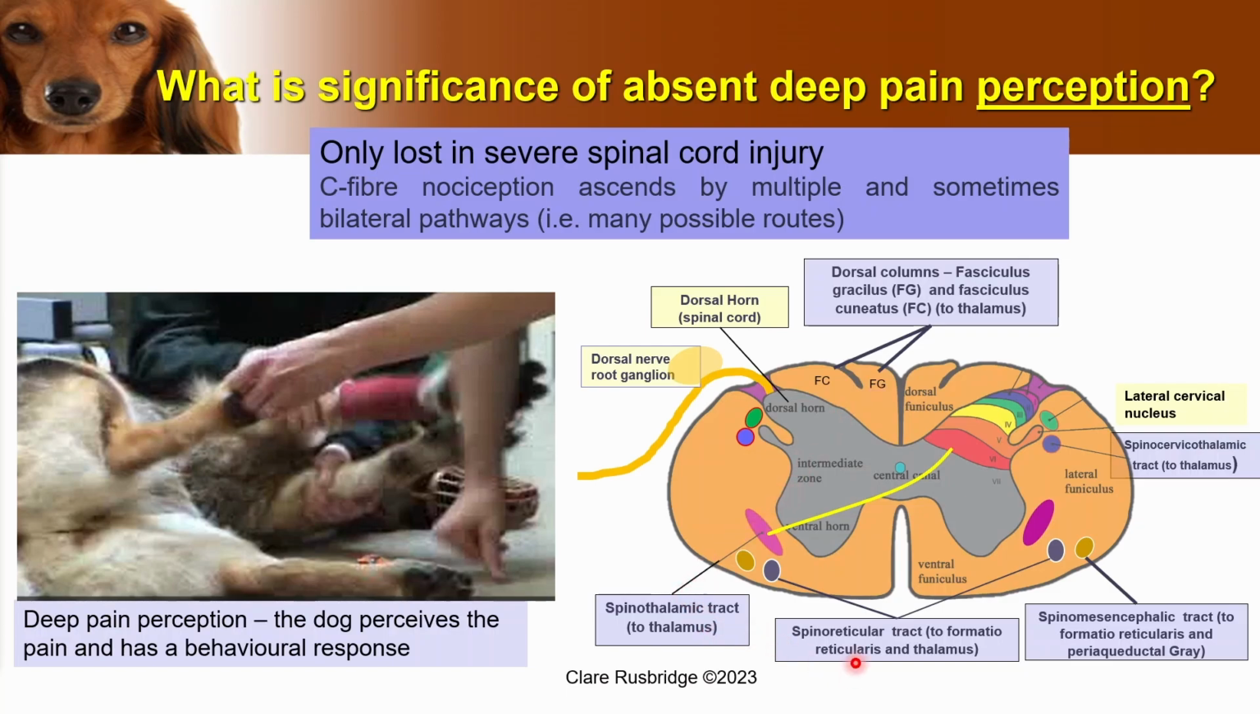It can travel up the spinoreticular tract, and it can travel up the spinomesencephalic tract. So there are many routes by which pain information can reach the brain, and if you have no deep pain perception, then you have taken out the spinal cord here, here, here, here, here and here, so right across the spinal cord. And that's why we're interested in it, because it tells us that we have a very severe spinal cord lesion.